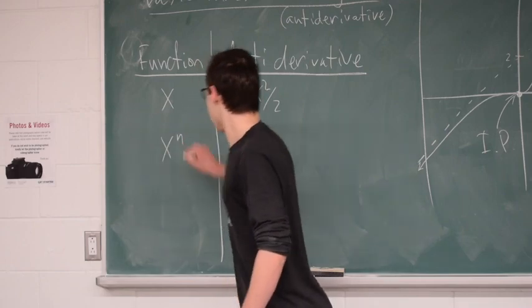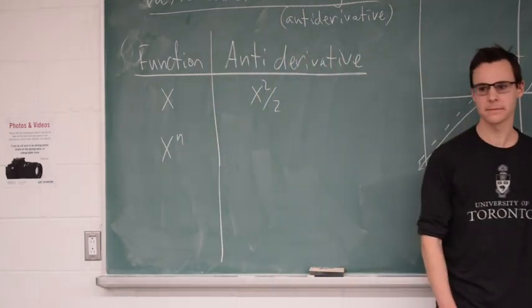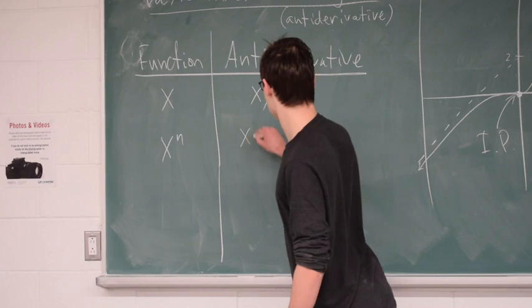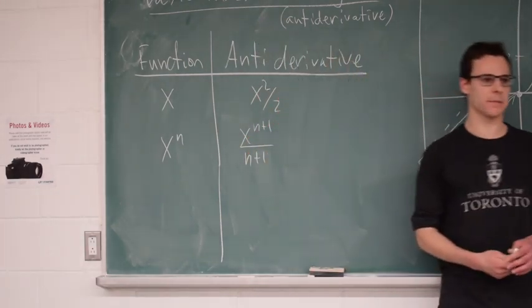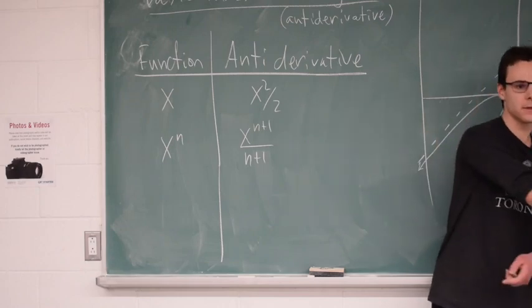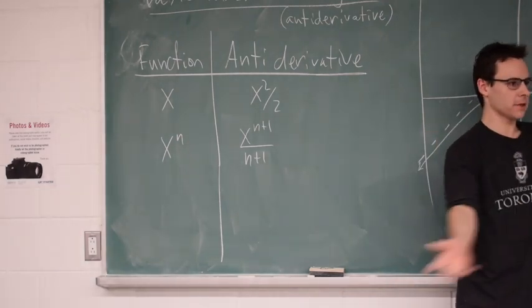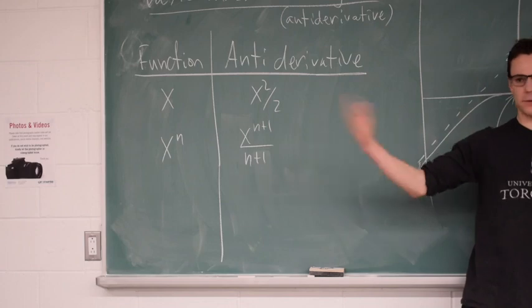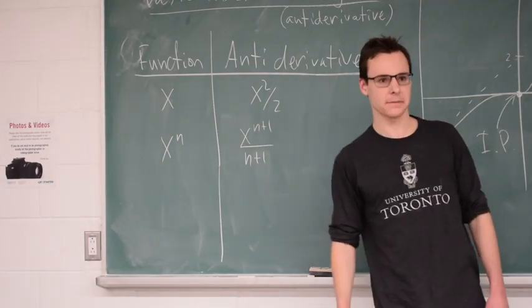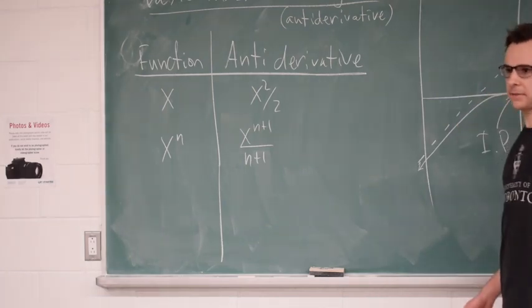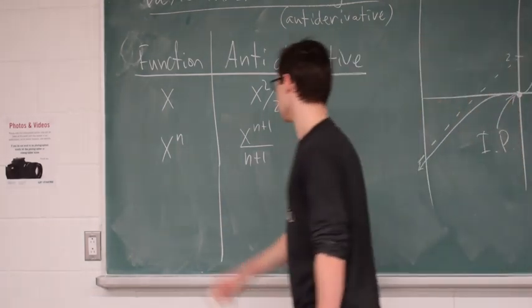What about a power, x to the n? X to the power of n plus 1, over n plus 1. So we do the opposite of the power rule. We add 1 to the exponent and divide by the exponent plus 1, rather than drop the exponent and subtract 1. And how do you test it? Differentiate and check. That's always how you check. Just take the derivative.